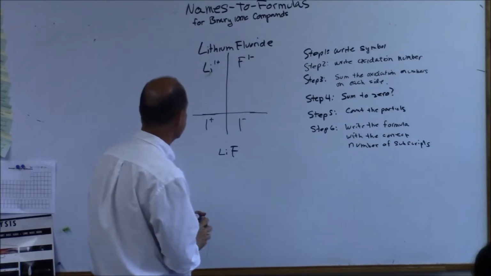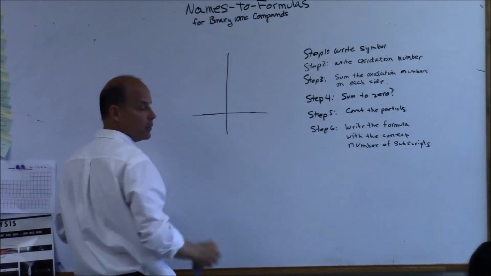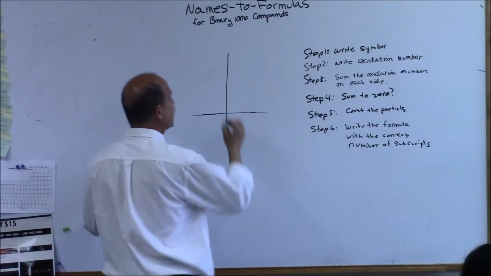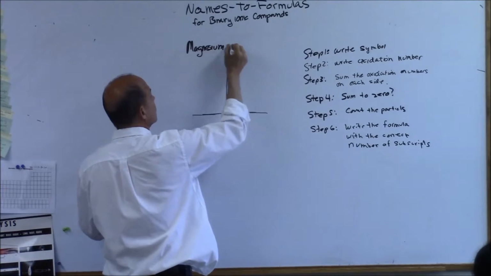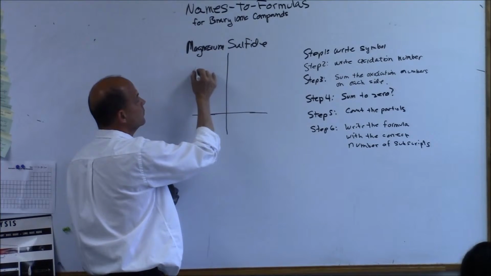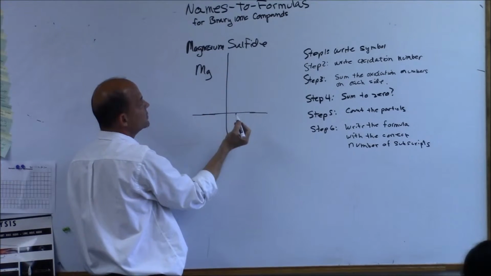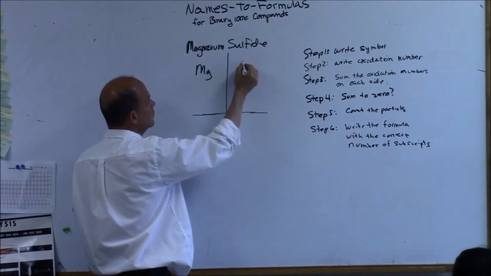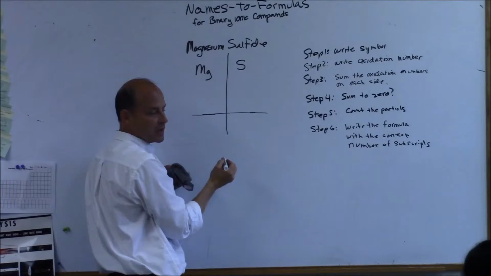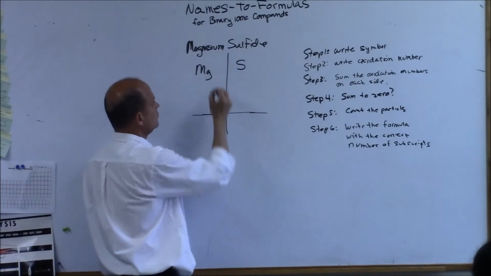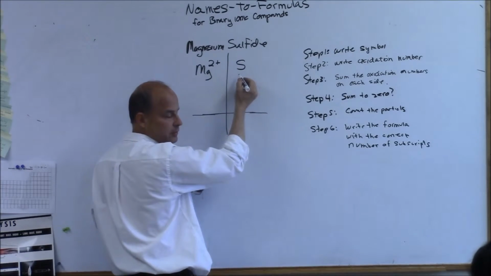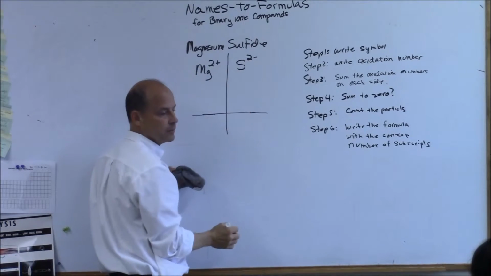Okay? Let's do another one. All right, what's the second name you got on there? Magnesium sulfide. We write the symbol. What's the symbol for magnesium? What's the symbol for sulfur? Okay. Step 2, write the oxidation number. What's the oxidation number for magnesium? 2+. What's the oxidation number for sulfur? 2-.